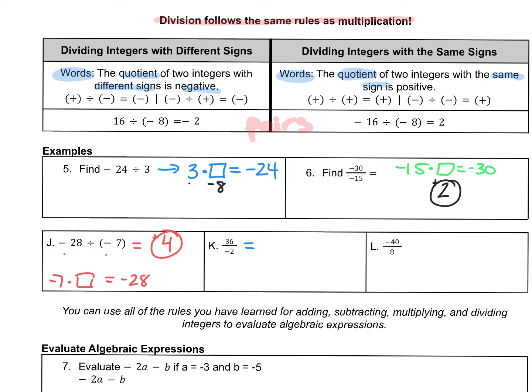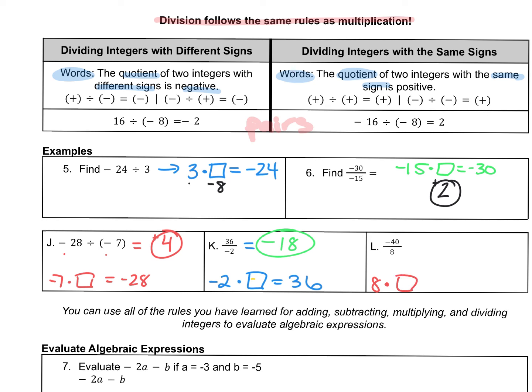Negative 36 divided by negative 2. Negative 2 times what gives me negative 36. A negative times a negative would give me a positive. 2 times 18 gives me 36. So I'm just talking through it. You can do it too.